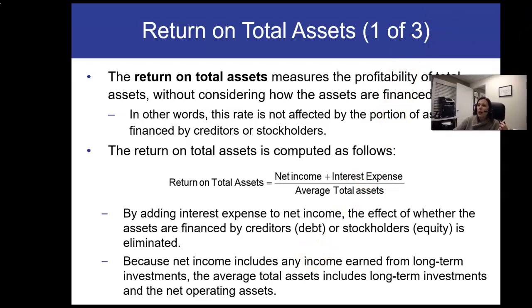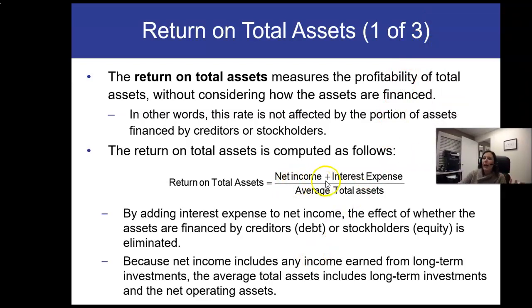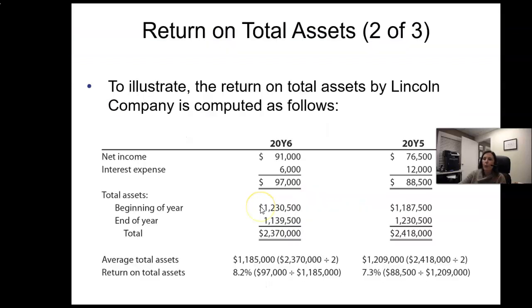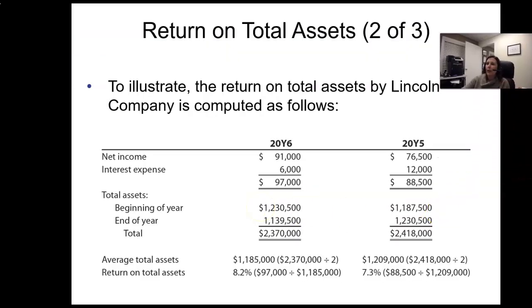The return on total assets, we've got net income, but you're going to add back in interest expense. So the net income is your bottom line income figure, and then you're going to add that interest expense back in, and then you're going to divide that by your average total assets. I should also add that what differentiates this ratio from the prior one we just looked at is that the average total assets does not subtract out the long-term investments before that calculation.